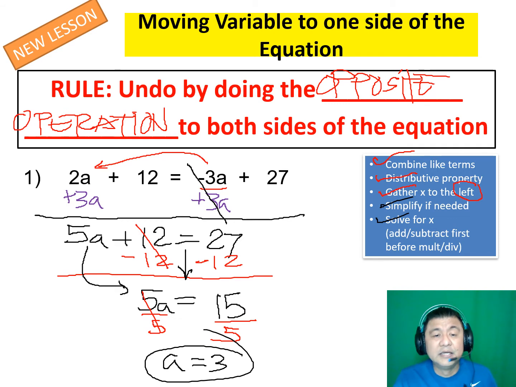Okay, how do you check? Plug in 3. If you plug in or substitute 3 for A in any of these, it's going to be equal.